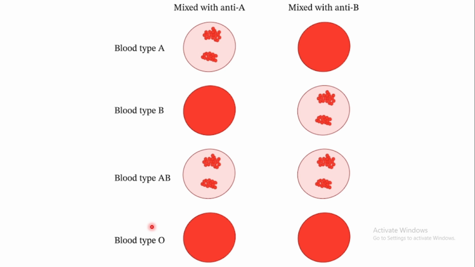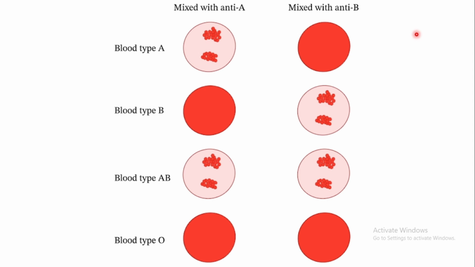Okay? A separate slide or a third drop of blood can be used for checking the Rh positive and Rh negative. And on the third drop, which is not made here, we will basically add anti-D antibodies. And with the addition of anti-D antibodies, if the coagulation occurs, it means the blood group is positive. If the coagulation doesn't occur, it means the blood group is Rh negative. Okay? So this is the process.